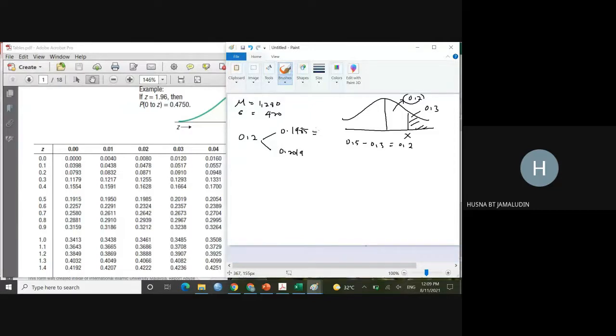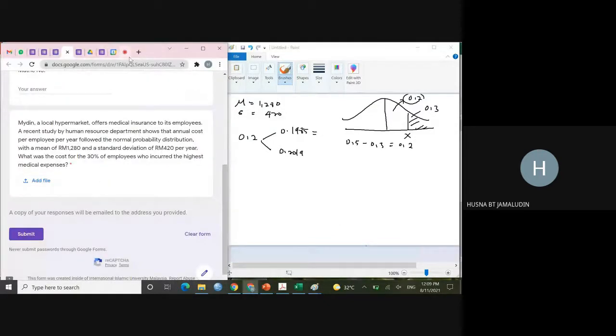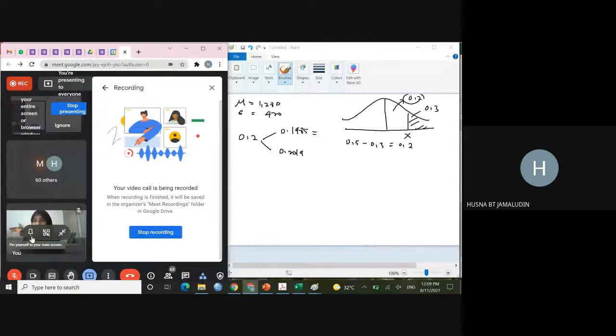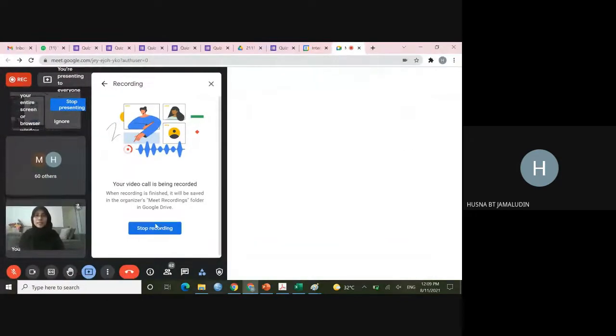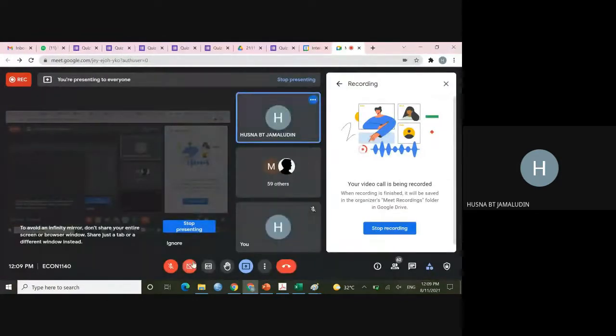Oh my god. My battery is running out and I forgot to charge. Okay, where is my cursor? This one. Give me like 1 second to charge my battery.